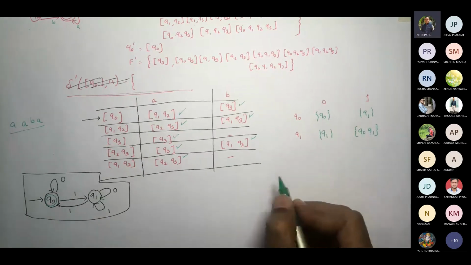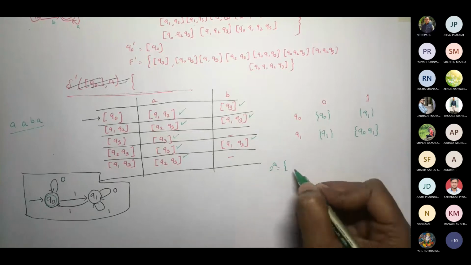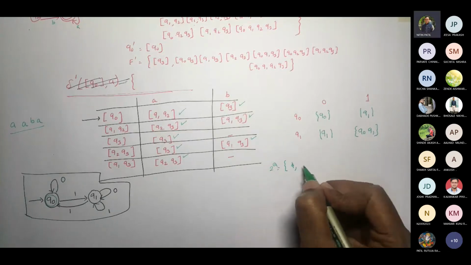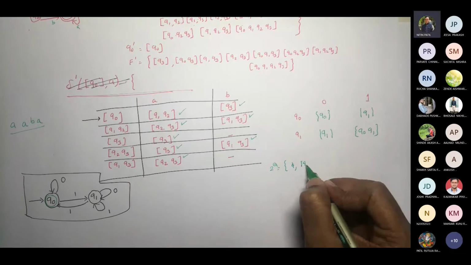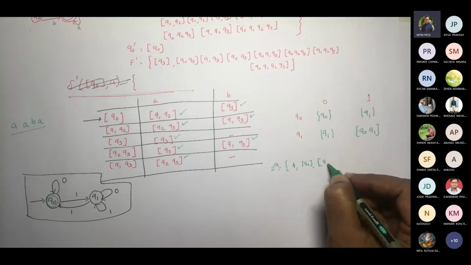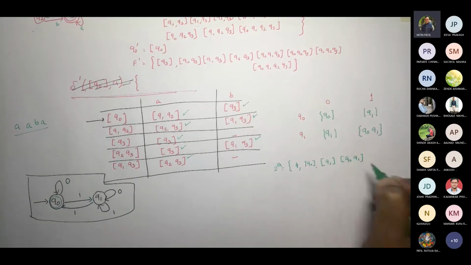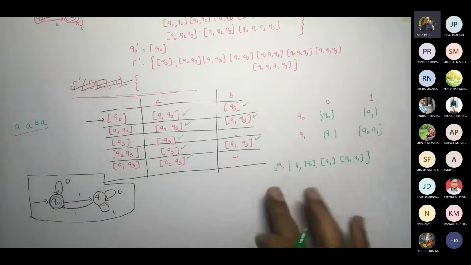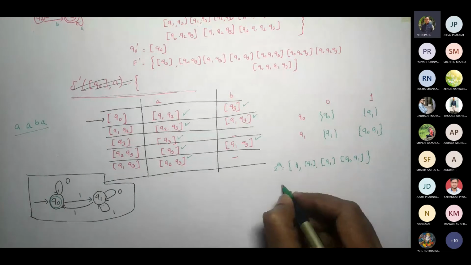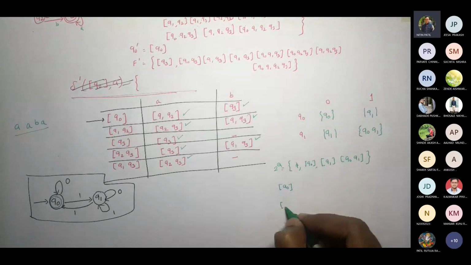Now, if I try constructing the power set, 2 raised to Q, what would it be? Phi, then Q0. Correct. Now I'm writing this in terms of square brackets: Q1 and Q0, Q1. So 2 raised to 2 means 4 sets. So you start with this: Q0, okay, and then Q1.